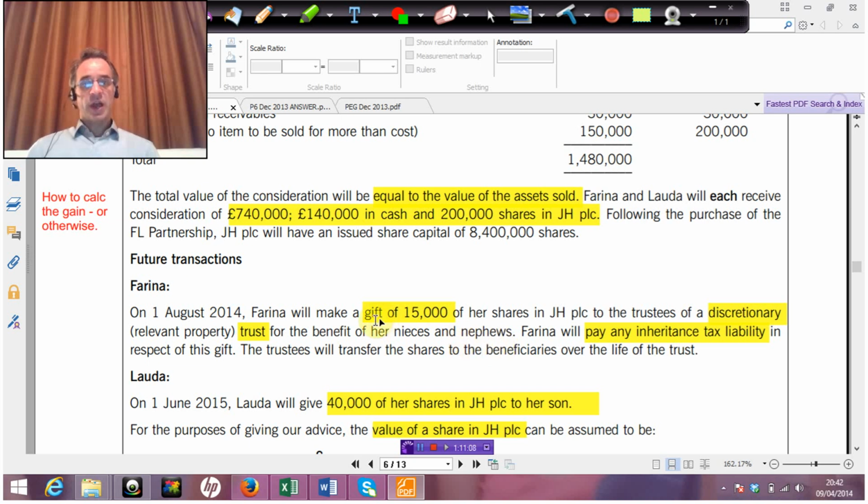So it looks like we're going to have to make some sort of calculation of what the value of the gift is, and then perhaps tax it in some way. And they've said, even here, that Farina will pay the inheritance tax. So we know that that's going to be at 25%. Okay. So first things first, for Farina, we've got a CLT.